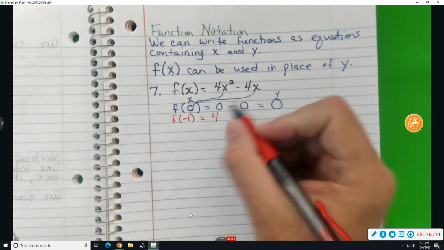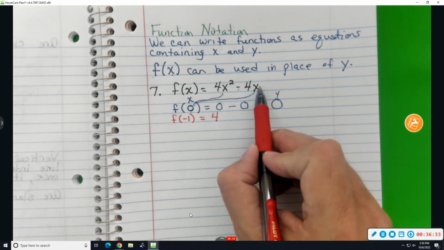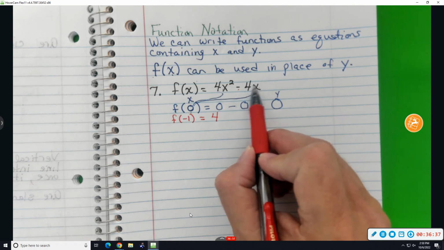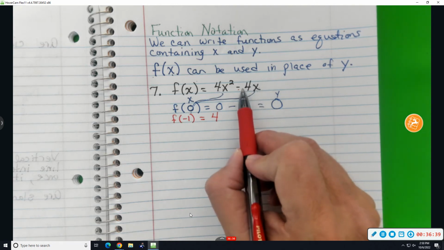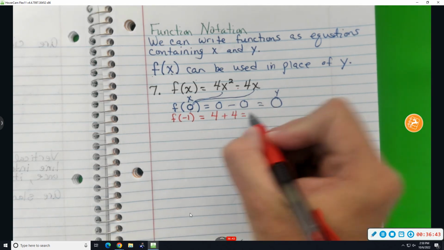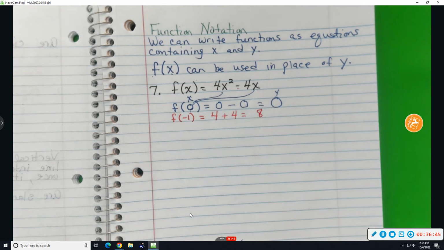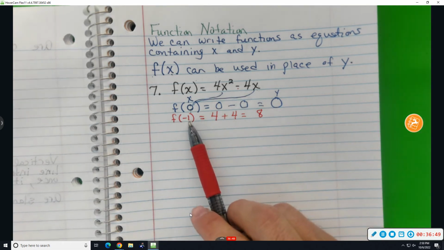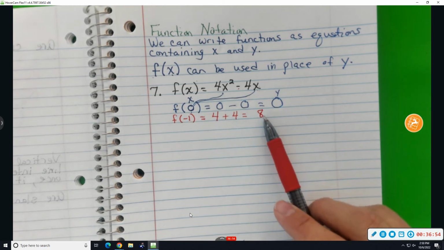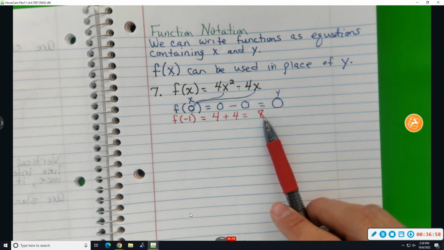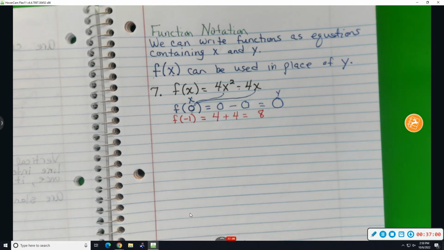Minus 4 parentheses -1 close parentheses, which will just turn it into plus 4. Okay, -4 times -1. So it will be 8. If we were making a little table, the x value -1 is being assigned what y value? The number 8. Notice there's only one answer here, 8. Let me type that in.